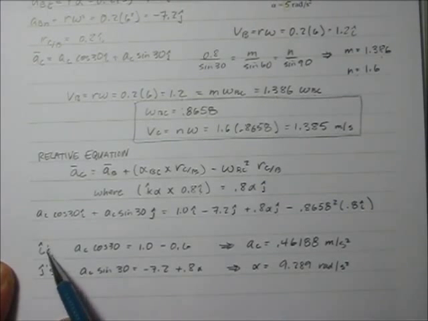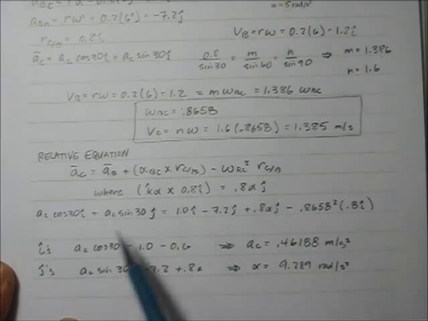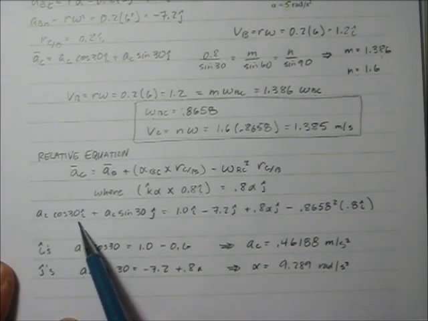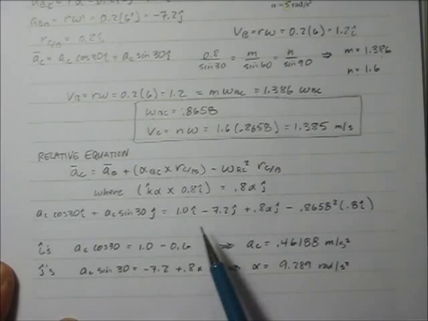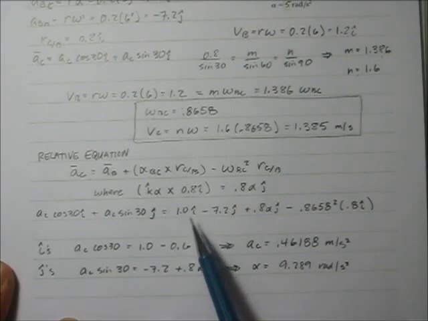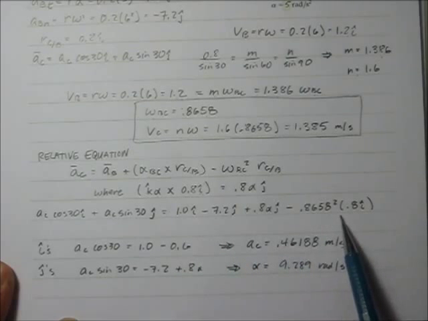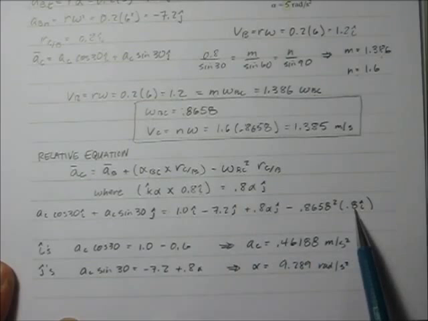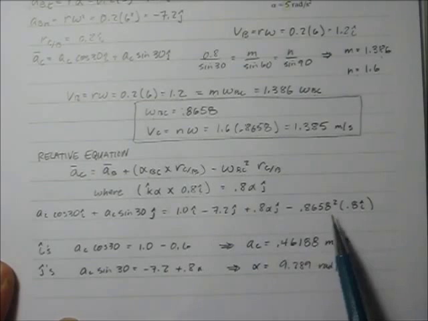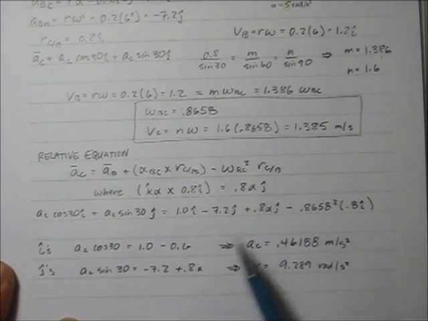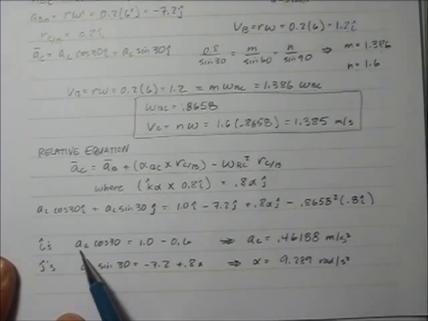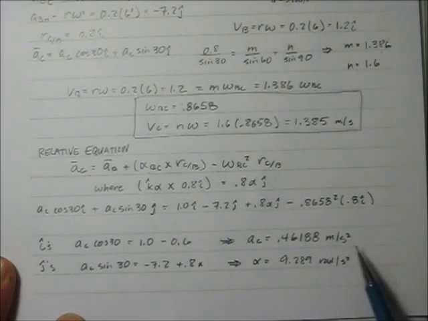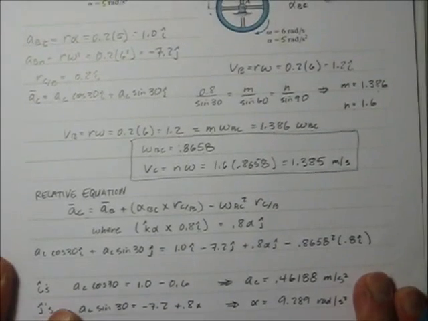All right, so we'll do the i's first. I'll take all the i terms out of here, and here's one: AC cosine 30. Put that there. Nothing else on this side of the equal sign, so the equal sign goes there. In i terms, there's 1, and here's 1: 0.8658 squared times 0.8, which is 0.6, and with the minus sign you bring that through there. Now I have enough information to solve for the magnitude of AC. And so AC is equal to 0.46188 meters per second squared. And I got a positive number.